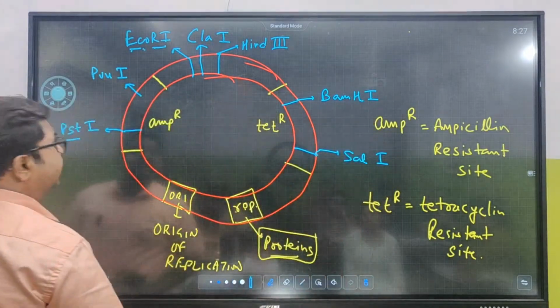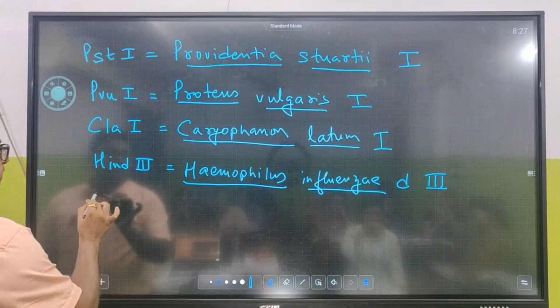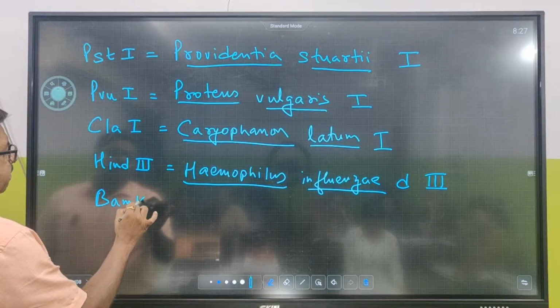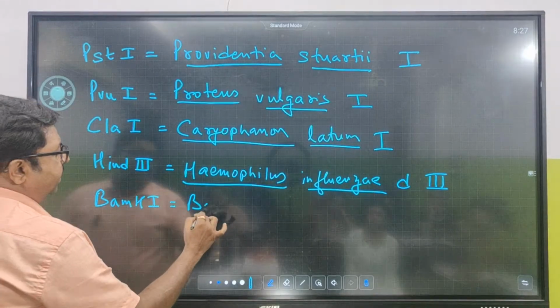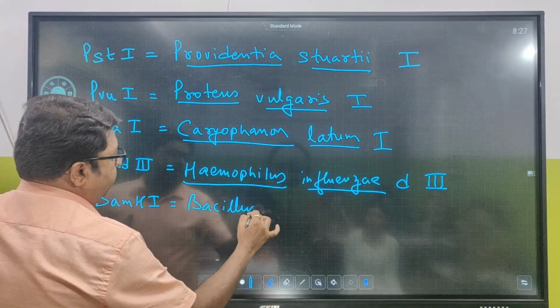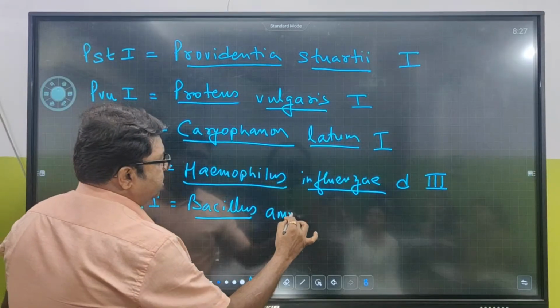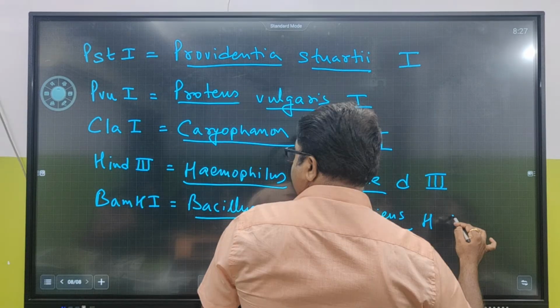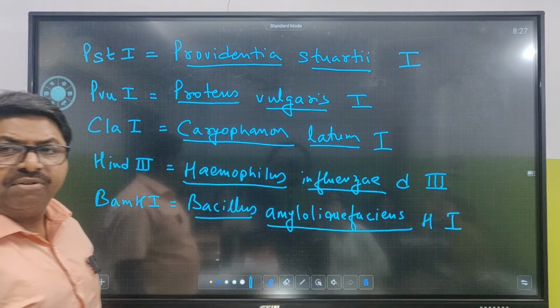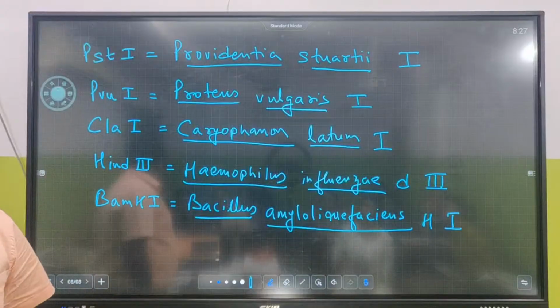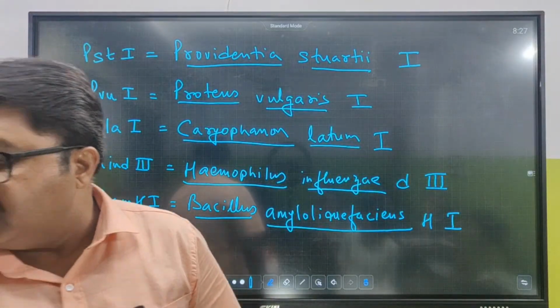So what is BAMH1? It is Bacillus amyloliquefaciens. H is a type of strain and 1 is the first isolated enzyme from this bacteria.